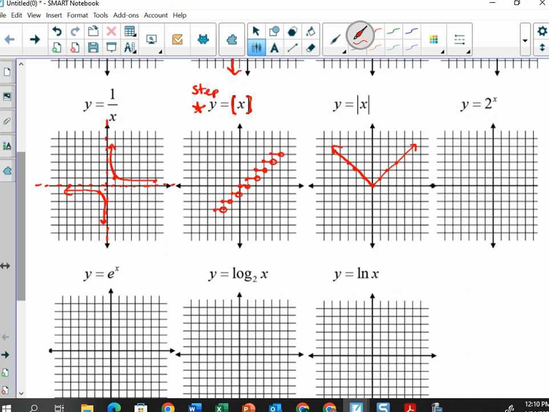All right, 2 to the x. We've graphed exponentials and logs this year already. Okay, remember we just used 2 points and then we did transformations. So for exponentials, we always use 0, 1, and then 1 comma whatever the base is. So I would use 0, 1, and then 1, 2 in this case. And I have a horizontal asymptote at 0. And then it grows exponentially.